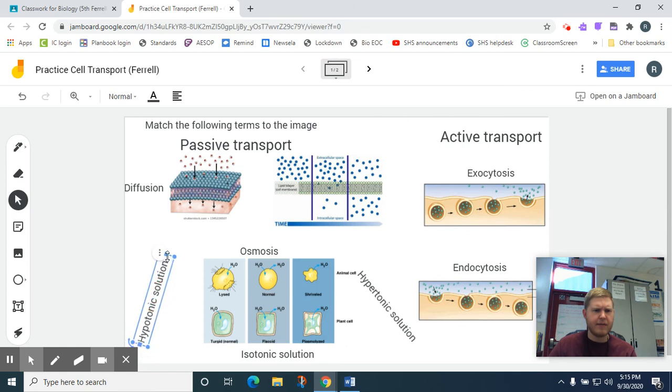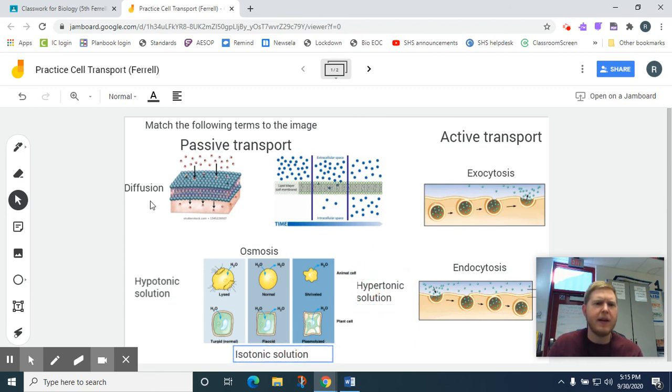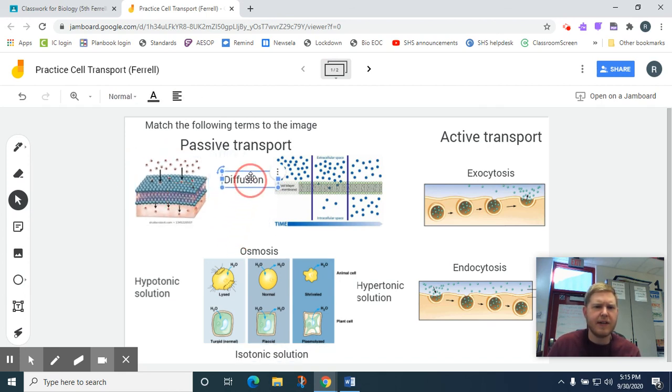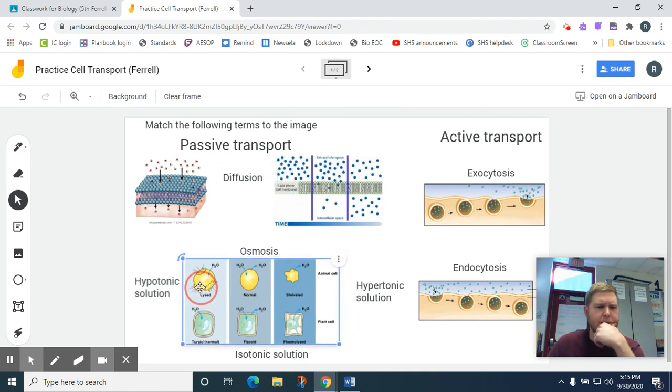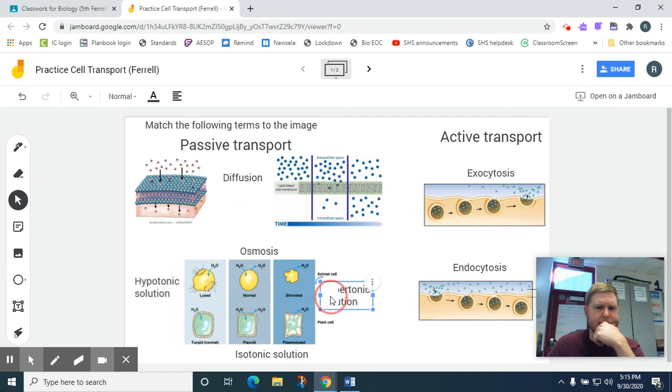Let's move it like this. There we go. That looks better. Okay, and then isotonic is going to be in the middle. And for diffusion, these are just two different examples of diffusion right here. So I'm going to scoot this a little bit over. That way we can see here. We're going to bring this to the front.